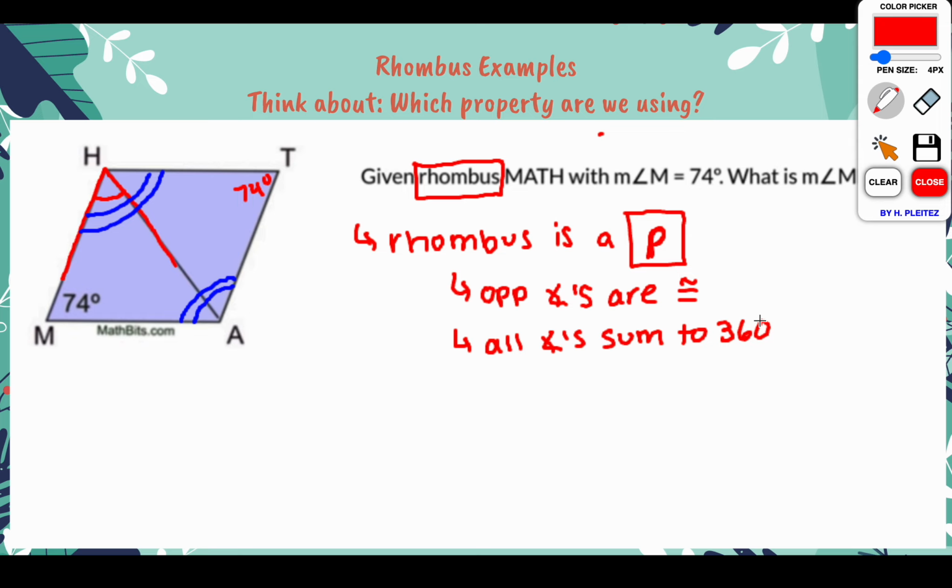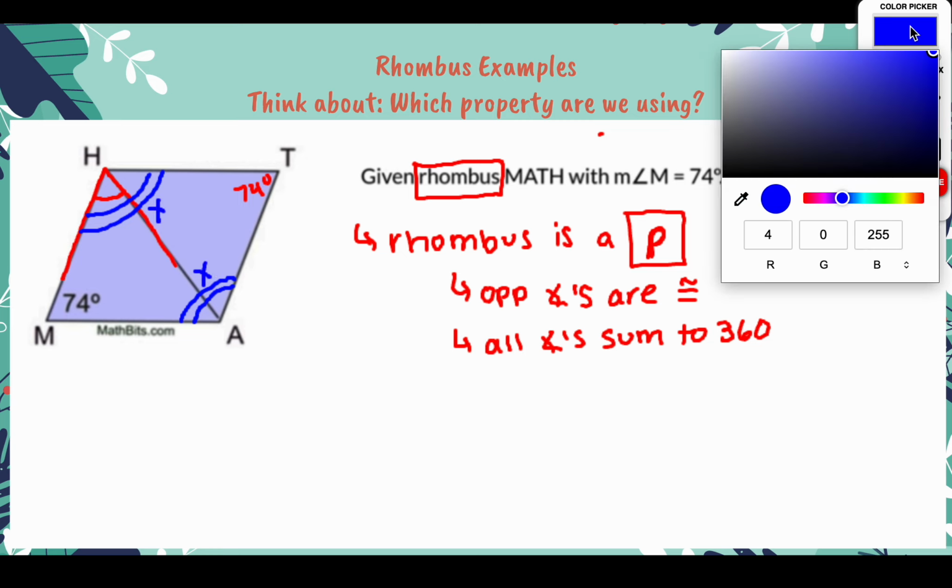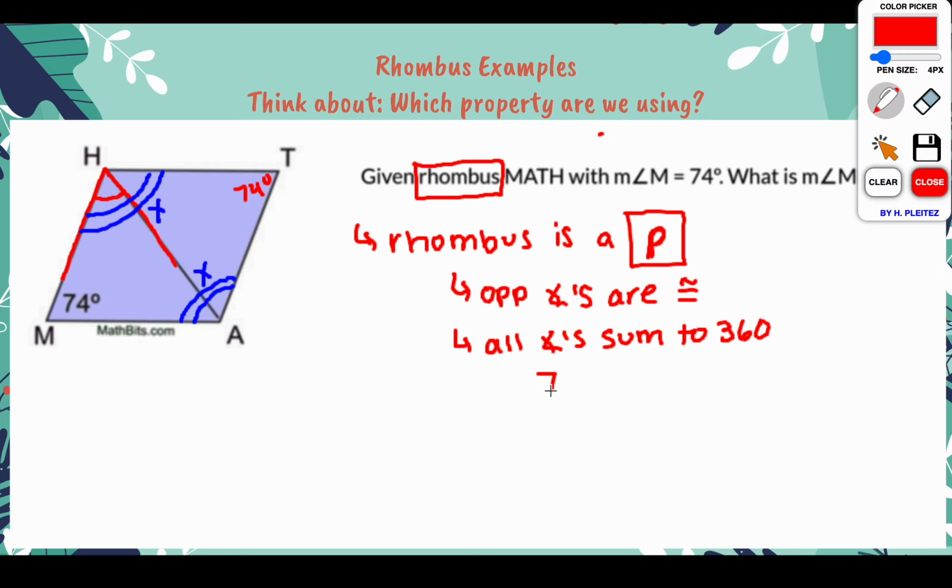If I label this angle here as x, I can go ahead and also label that as x, right? So using this property here, I can go ahead and make my equation. So if I do 74 plus 74 plus 2x, I know that's going to give me 360 degrees. And in my little calculator, we'll do 74 plus 74. That's going to give us 148 plus 2x equals 360.